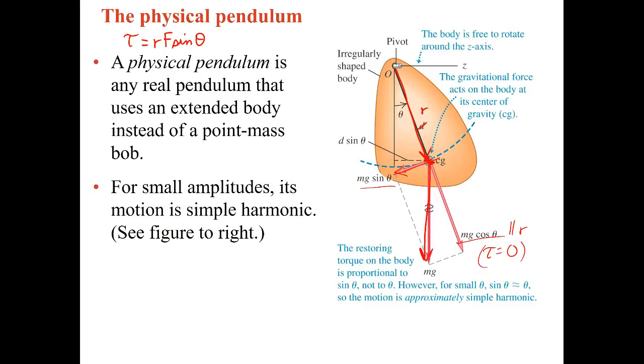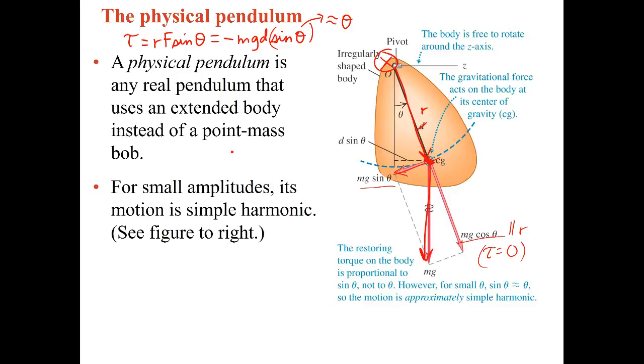Okay, so we continue with this, and R is basically d, and F is mg, so we have mgd sine theta, and we also have a negative sign from the right-hand rule. Put your fingers along R, curl them towards mg sine theta, and the torque is actually going to go into the page. Okay? So, because of that, we can write, again, that sine theta is approximately equal to theta.